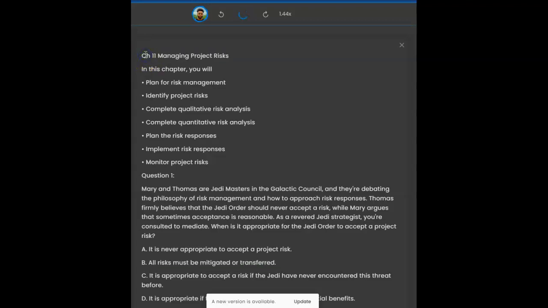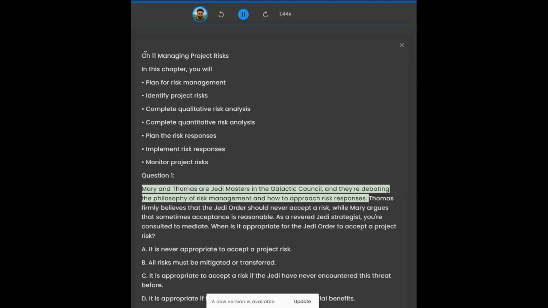Chapter 11, Managing Project Risks. In this chapter, you will plan for risk management, identify project risks, complete qualitative risk analysis, complete quantitative risk analysis, plan the risk responses, implement risk responses, and monitor project risks.